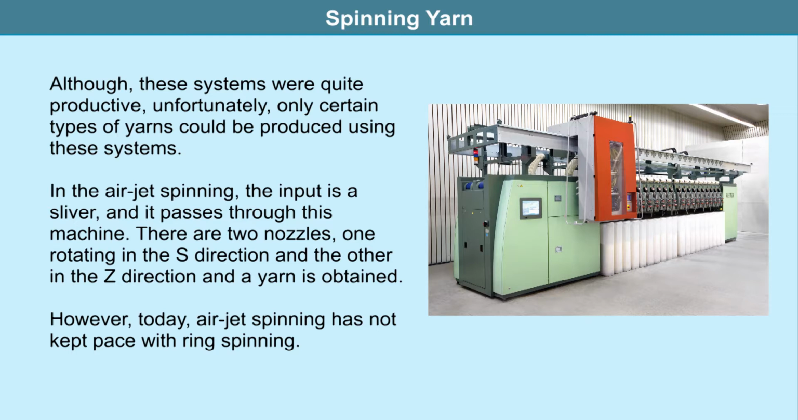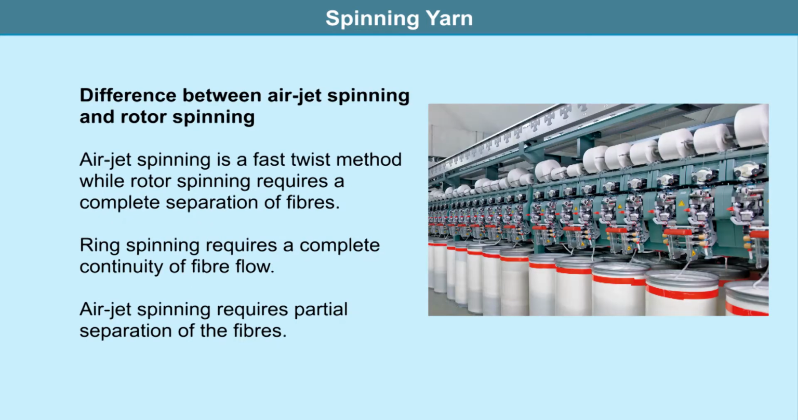Then this air jet spinning was introduced. Here the input is a sliver and it passes through this machine. There are two nozzles, one rotating in the S direction, the other rotating in the Z direction, and a yarn is obtained. This yarn had very poor strength of 6 gram per tex, and some improvements were made by making certain modifications in the air jet spinning with a view to improving the quality. But today air jet spinning has not kept pace with ring spinning technique.